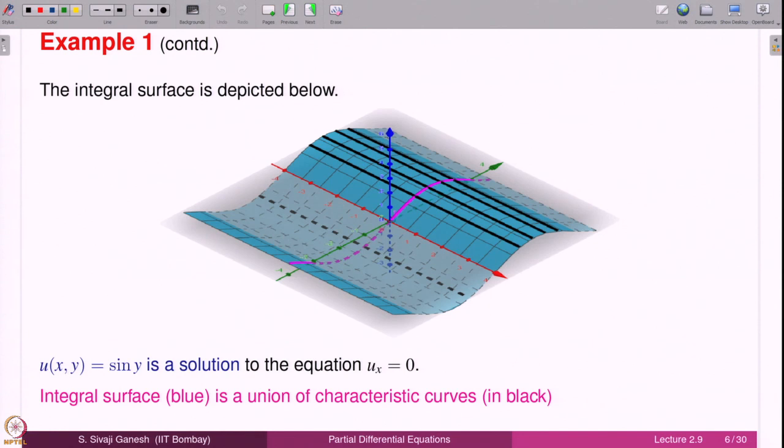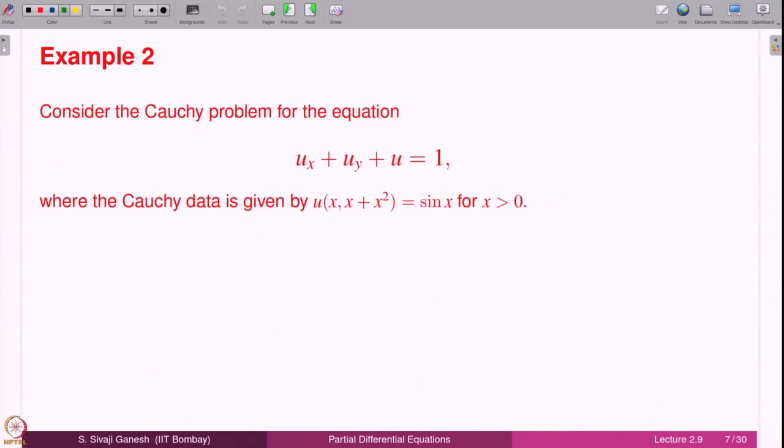This is a picture that we have already seen. The red is x axis, green is y axis, and this is z axis. And this one which is in magenta color is the initial data, u0(y) equal to sin y. So, (0, s, sin s), as s varies in R, you get this curve. And the integral surface is the blue color one. These are the characteristic curves. Here they are straight lines. We already saw that. Let us look at another example.